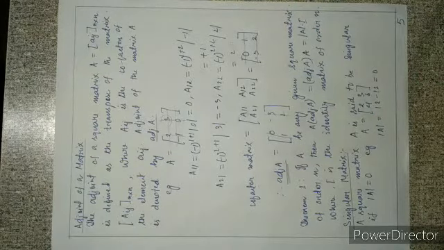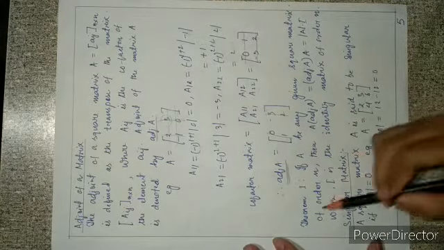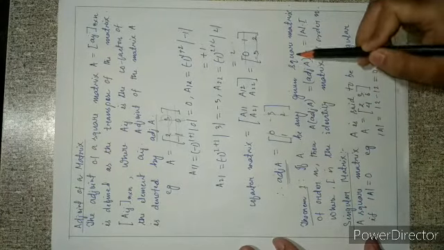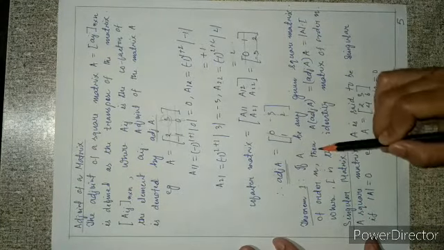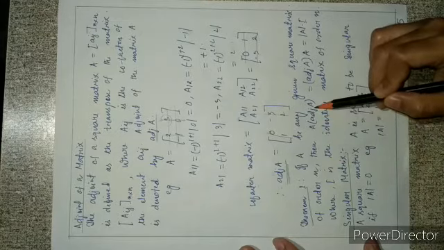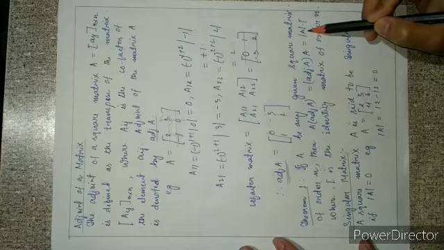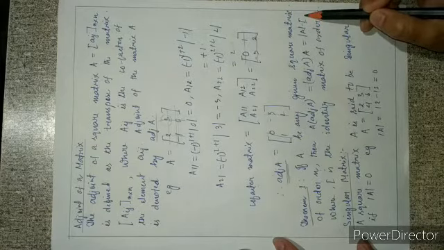Adjoint A. Next, theorem number 1, statement only. If A is any given square matrix of order n, then A multiplied by adjoint A, or adjoint A multiplied by A, is equal to determinant of A multiplied by the identity matrix.